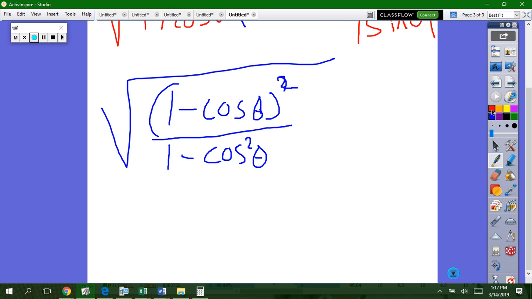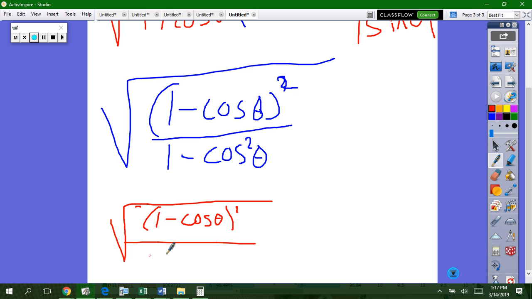Anybody give me a different name of 1 minus cosine squared? Sine squared. Oops. It was a squared, it just didn't go there. What's the square root of something squared? Just itself, right?